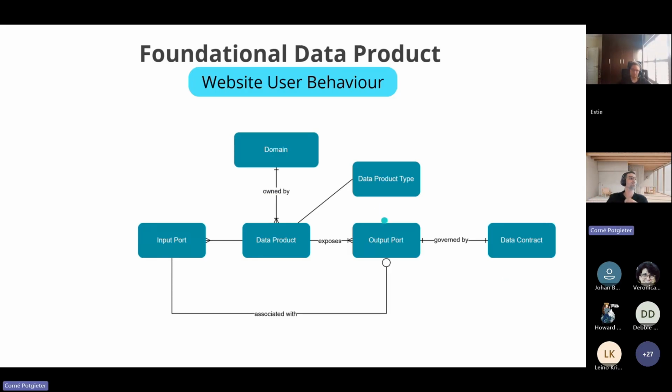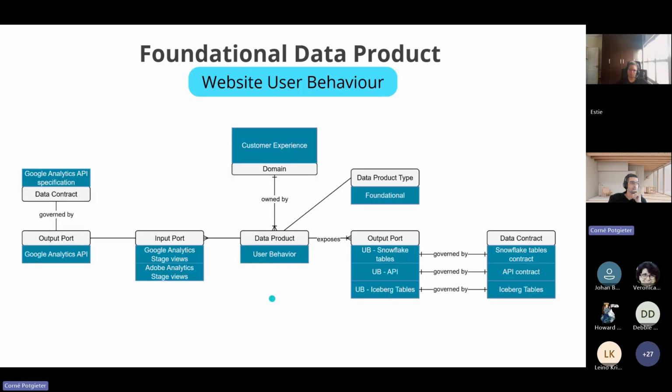So back to this picture. The foundational data product called website user behavior, just extrapolating it. So we will have a data product called user behavior. This is a foundational data product. Ownership is important. This should be owned by the customer experience domain in my example. And we have two input ports. I'm just putting data mesh terminology over this, but it's just the API specification, for example. So it's not something new that we're reinventing, but it is just using the raw source data as our input ports. Then we say we'd like to publish our user behavior in three different ways.